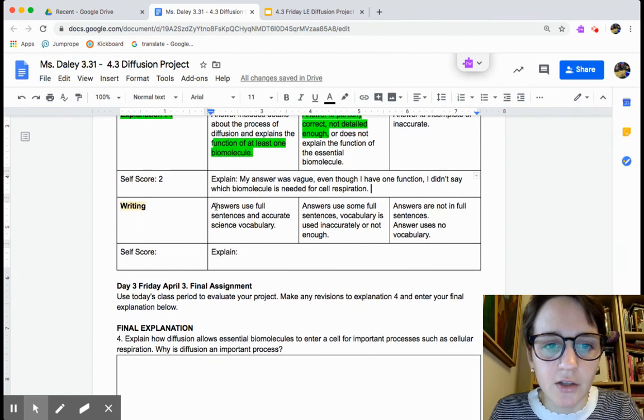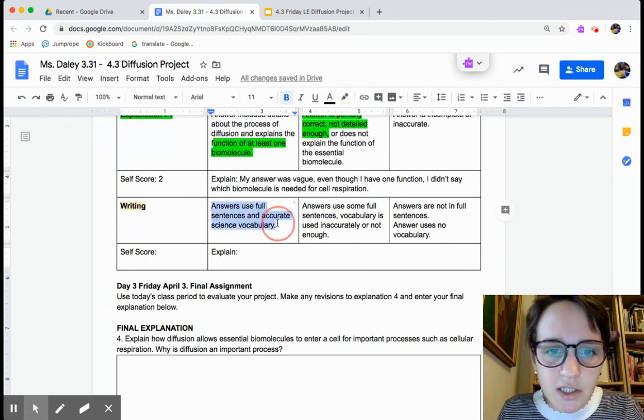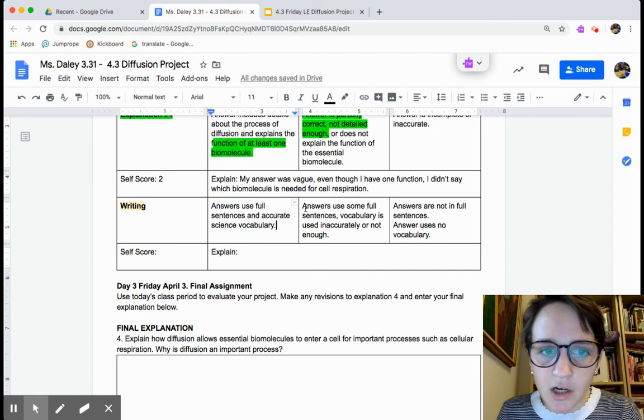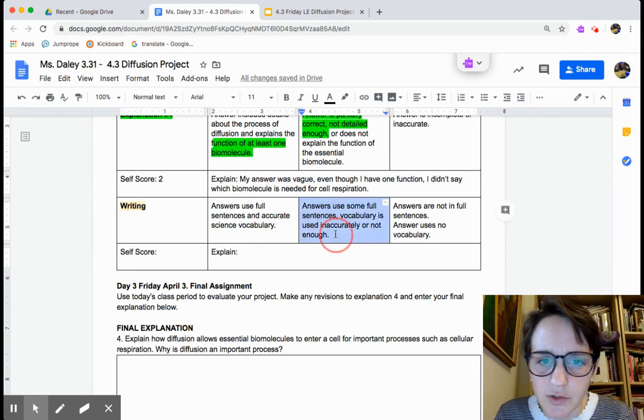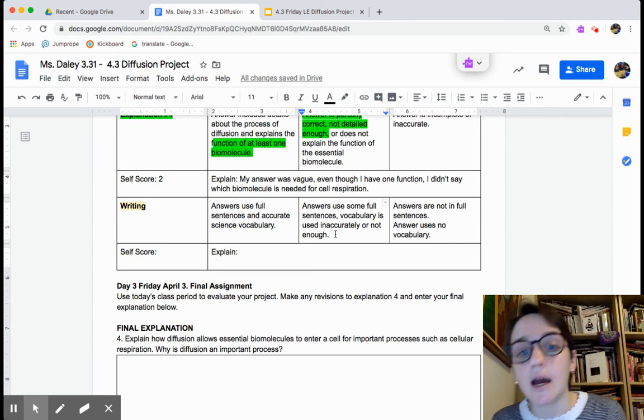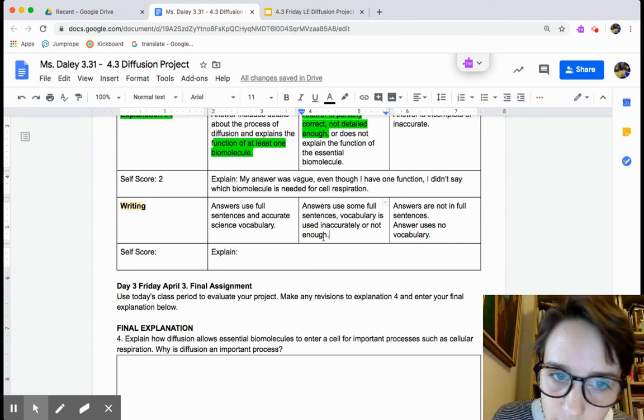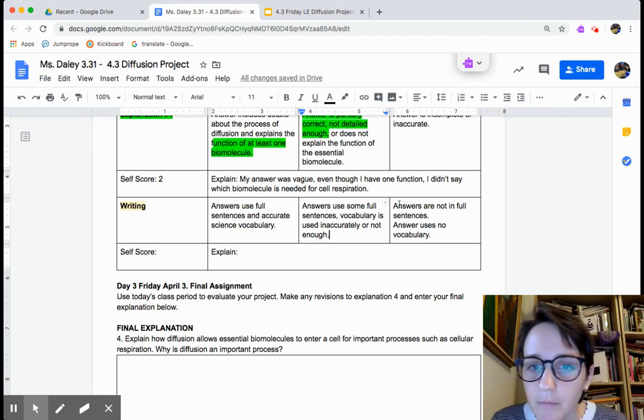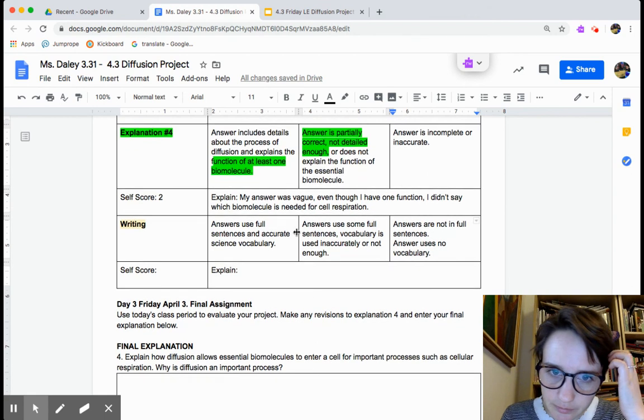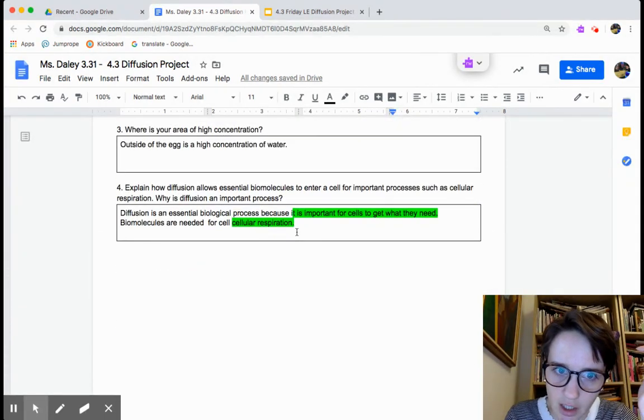Okay, writing. So here is my last section, the writing section. Answers use full sentences and accurate science vocabulary. Answers use some full sentences and the vocabulary is used, but inaccurately or not enough. Okay, so I do have to have a lot of vocabulary. Answers are not in full sentences. Answers use no vocabulary.